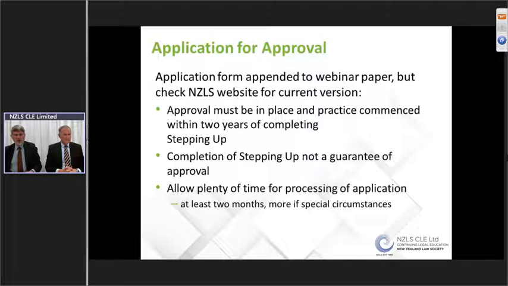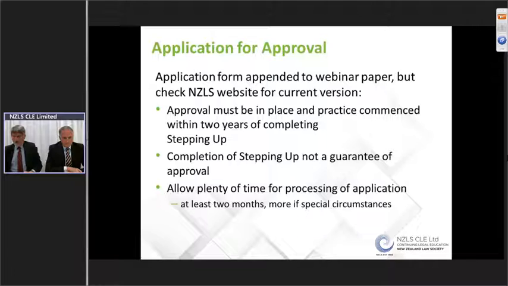As I've said before, you need to allow time because the approval that you eventually obtain after completing the stepping up course and taking the other steps must be in place, and you must have commenced practice within 2 years of completing the stepping up, so that you not only need to complete the course, you need to have got your approval, and you need to have started to practice. So you need to just allow the time for doing that and ensure that you're going to be able to meet that deadline. As I've said in the paper, completion of the stepping up course is not a guarantee of approval. It certainly is a major element in supporting your application for approval, or requirement for your approval, but it's not a guarantee of approval.